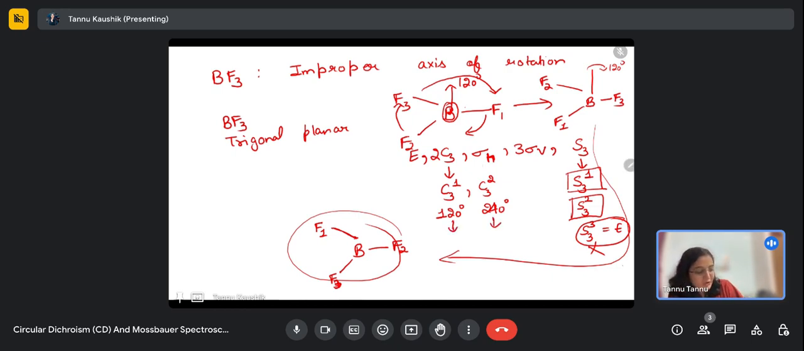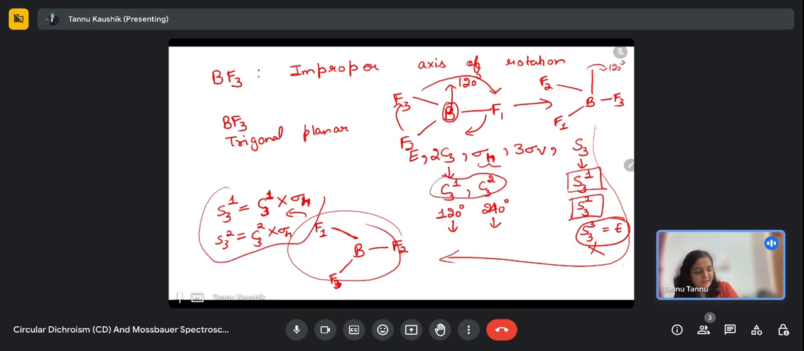Now we have the horizontal plane perpendicular to these axes of rotation. So corresponding to that, we will have two improper axes of rotation, that is S31 and S32. So S31 is basically C31: we rotate the molecule about this C3 axis, and then reflect the molecule in the plane perpendicular to it. Similarly, we will have C32 and then sigma h. So based on these two axes of rotation, we will have two improper axes of rotation in this BF3 molecule.